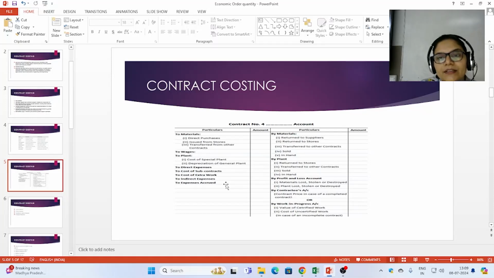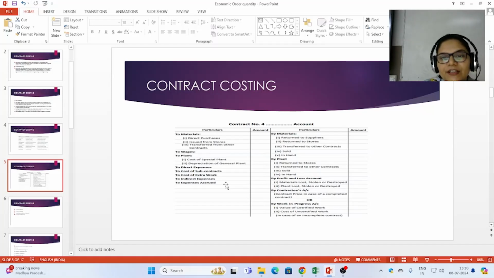Material returned to store. The materials returned account is debited and the contract account is credited with the amount of such materials as are returned by the contract to the storeroom. The material which is not being used, as we have discussed, can be returned to the supplier or it can be returned to the stores, either in between the contract or on completion of the contract.